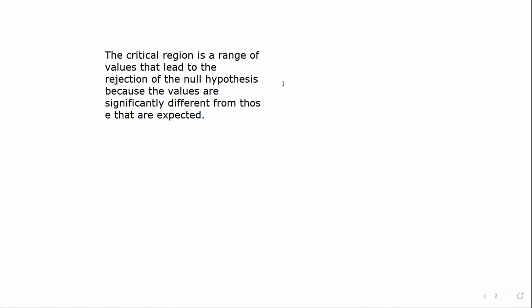So you go in with something that you expect to have happen. And you know that your sample is not going to look exactly like your population looks. But you're only willing to accept so much difference. And when you get to the critical region, you've gone past the amount of difference that you are willing to accept. And so you reject the null.